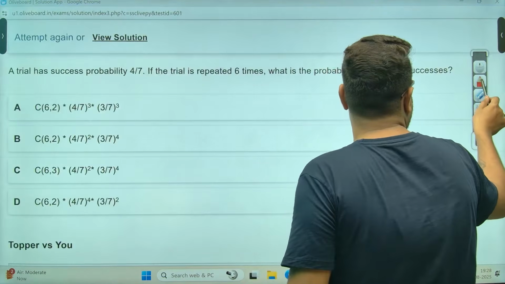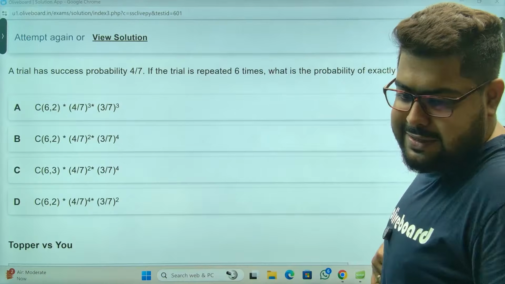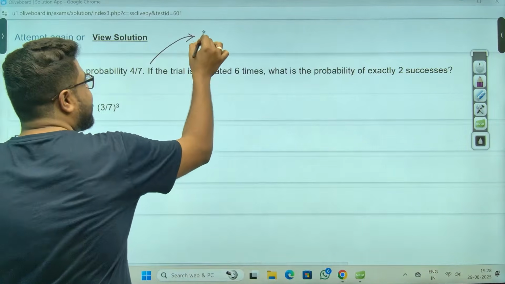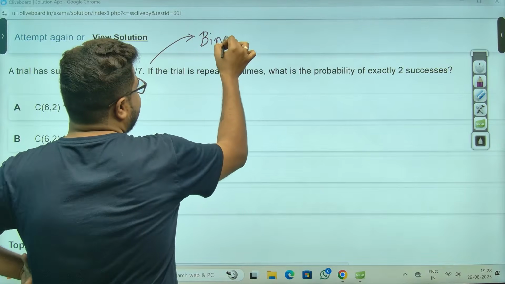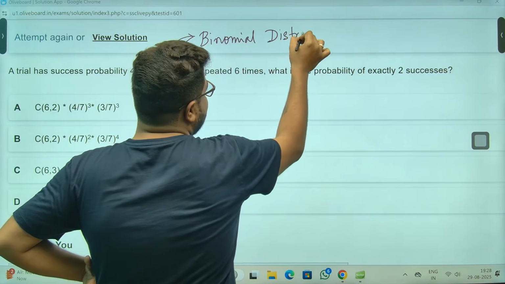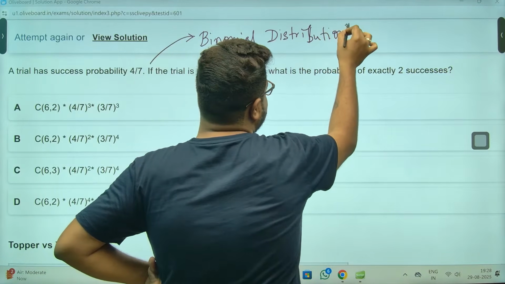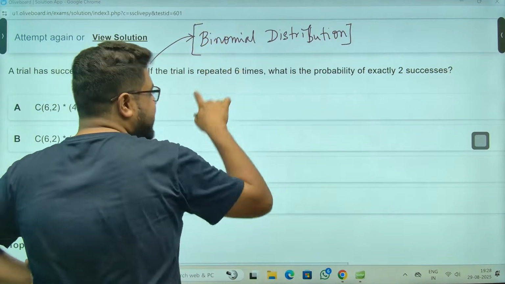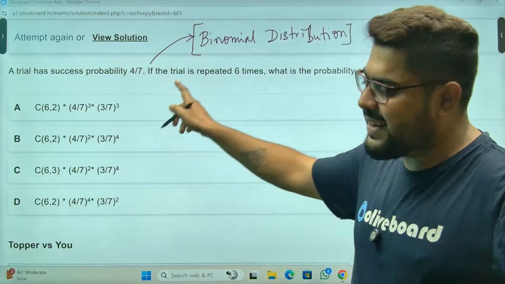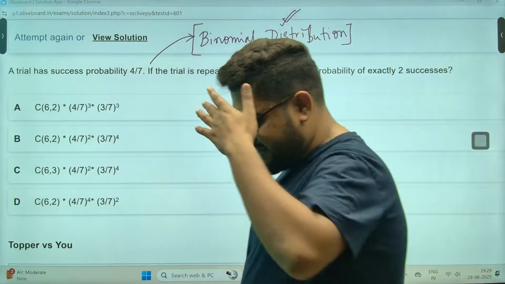A trial has a... Sir, this is something that should not have been given. So this is called binomial distribution. Probability. In my paid batches, I have taught you this, in that course I just mentioned, like in the beginning, there I have taught you this. What is binomial distribution? Understand, sir.